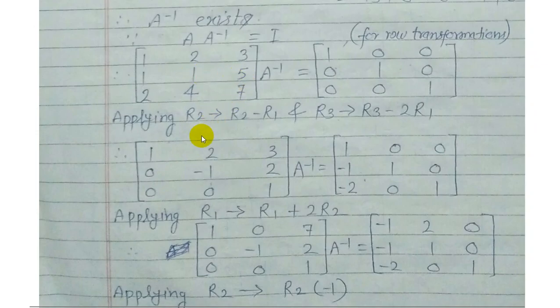Here 1 2 3 as it is, and here 1 minus 2 becomes minus 1, 5 minus 3 becomes 2, and 4 minus 4 becomes 0, and here 7 minus 6 becomes 1. Same operation in the right hand side. First row remains unchanged, that is 1 0 0. Here 0 minus 1 minus 1, 1 minus 0 1, and 0 minus 0 0. And here 0 minus 2 because it is multiplied by 2 now. So minus 2, and here 0 minus 0 becomes 0 and 1 minus 0 becomes 1.